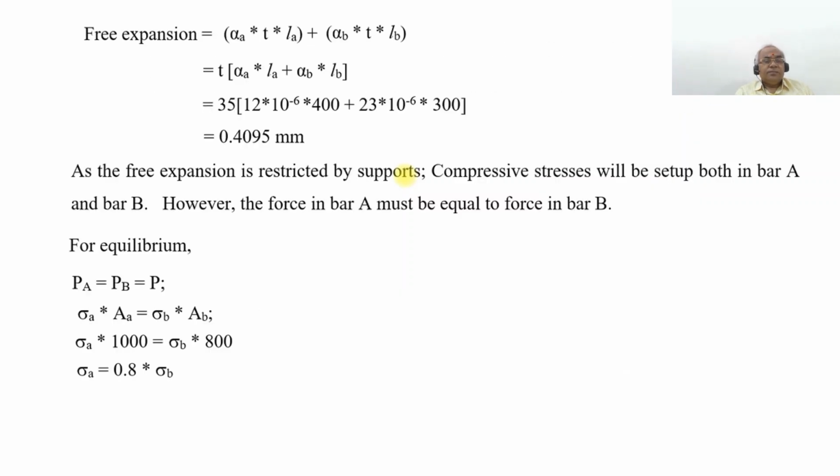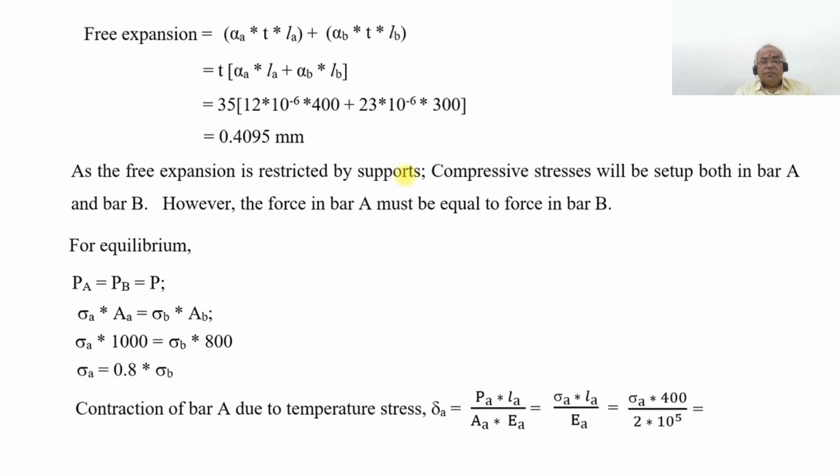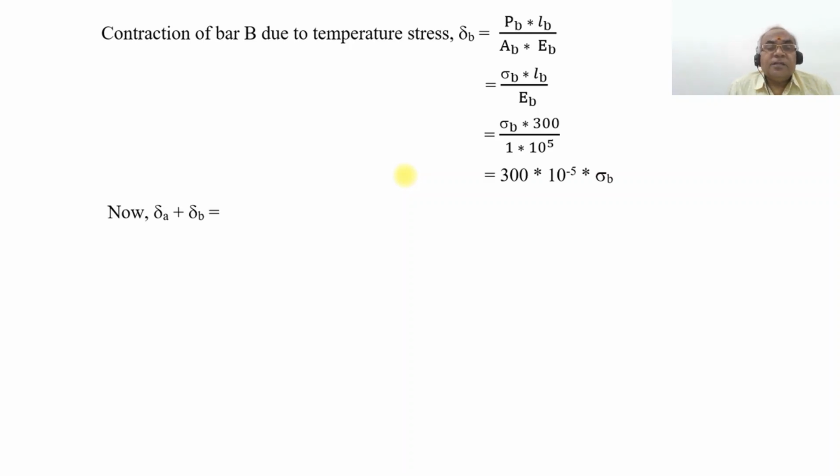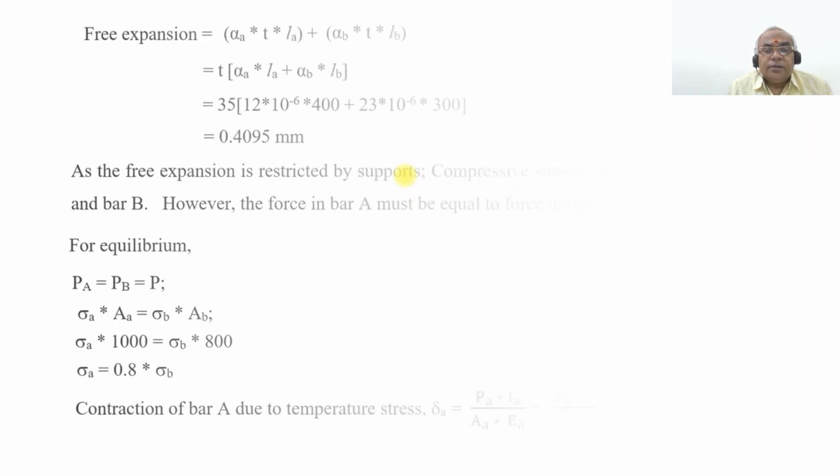So here you are going to get the contraction, delta B is A_B, so 300 into 10 to the power of minus 5 into sigma B. So what is delta A? Delta A plus delta B will be equal to 0.4095 minus 0.25, which is equal to 0.1595.